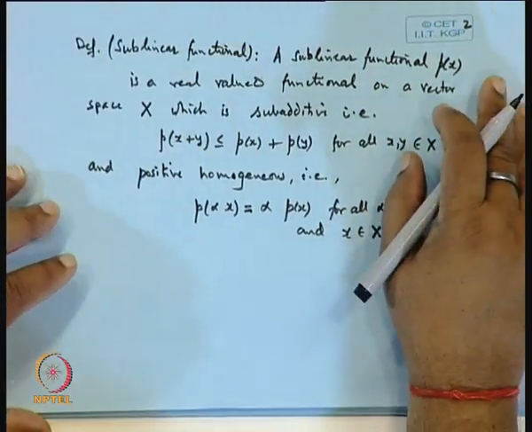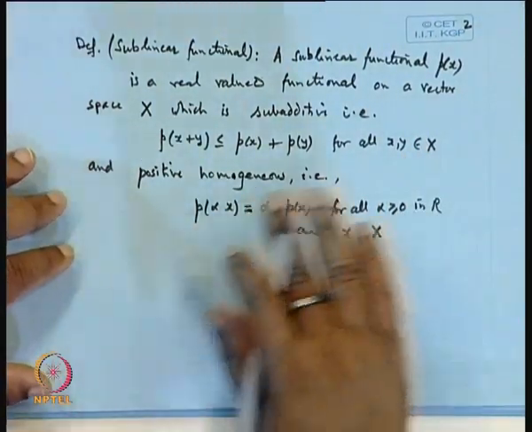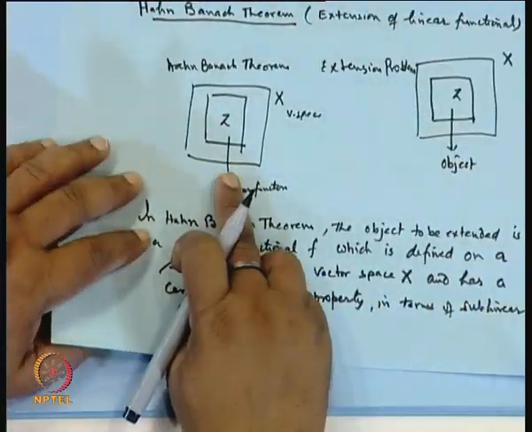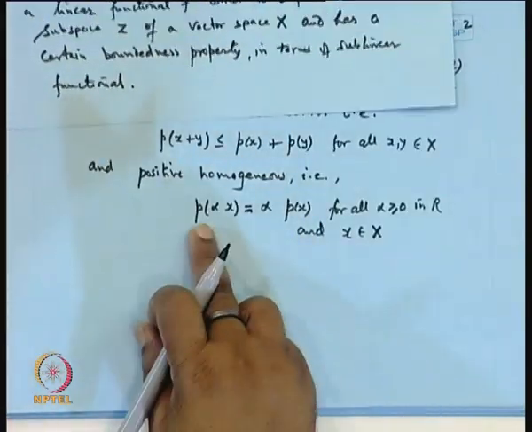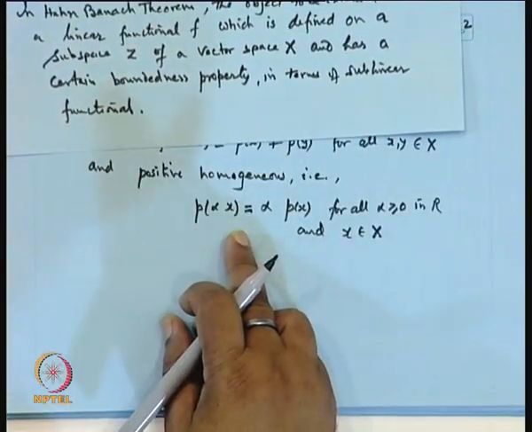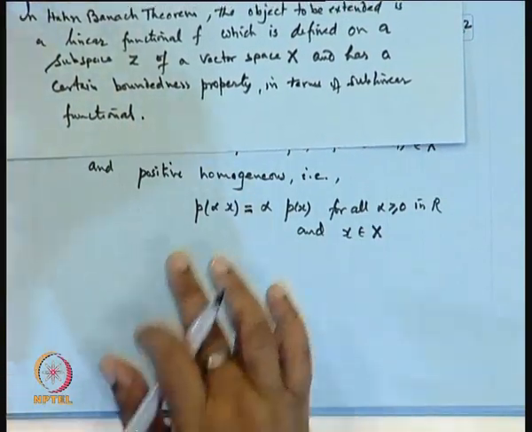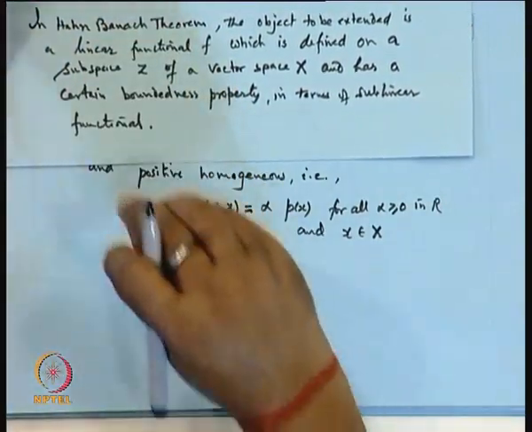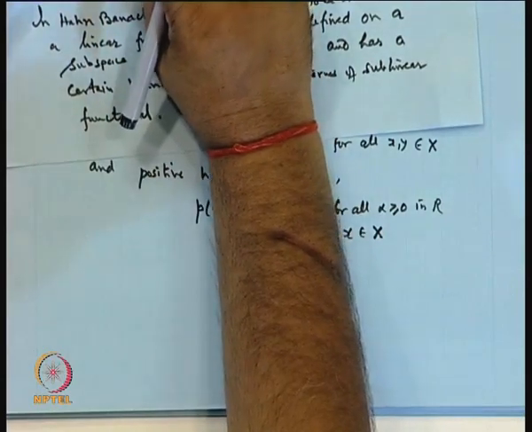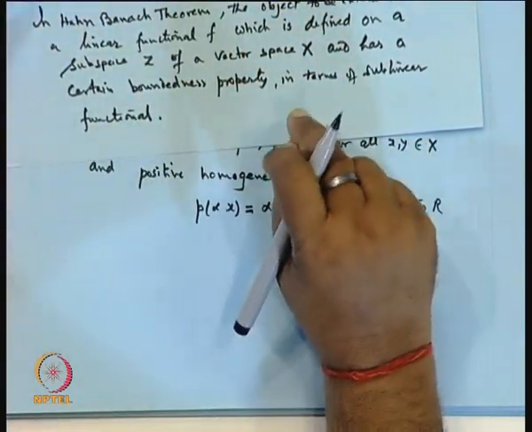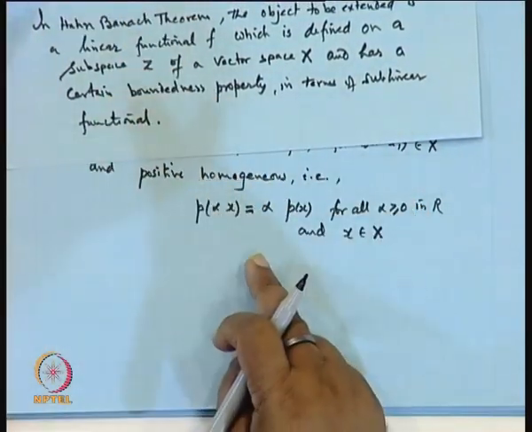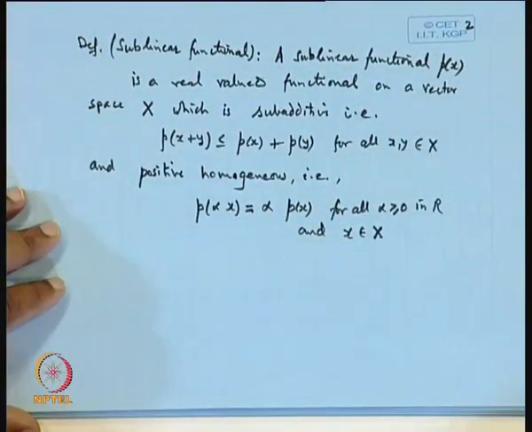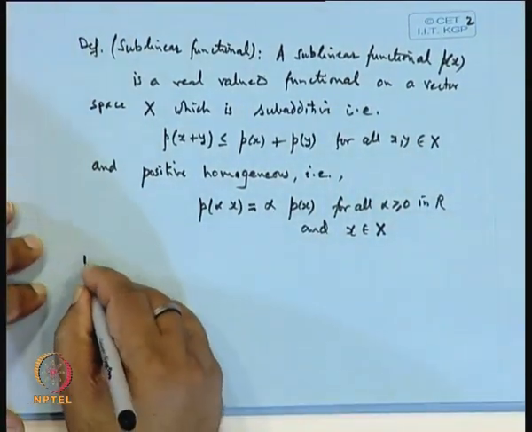Now, we want this functional f to be extended from Z to X while satisfying the property that f is a linear functional and dominated by, or majorized by, the function p, that is, f(x) ≤ p(x) for all x belonging to Z. Then the Hahn-Banach theorem says that we can extend this functional f to the entire X such that the extended functional retains the property of linearity as well as majorization. So this is the crux of the theorem.